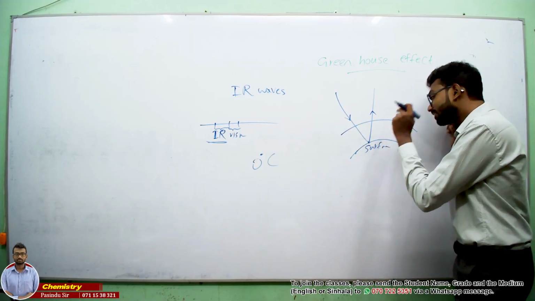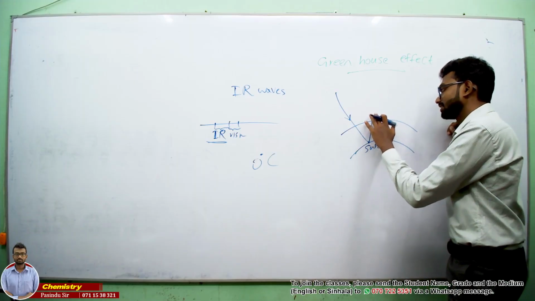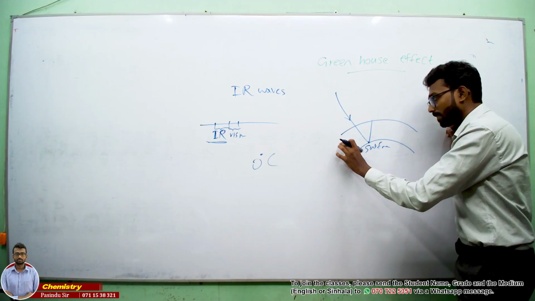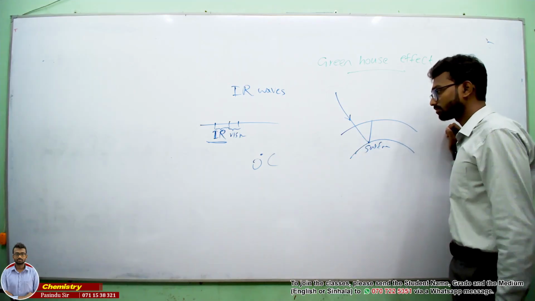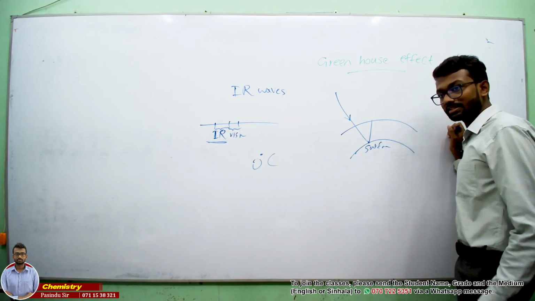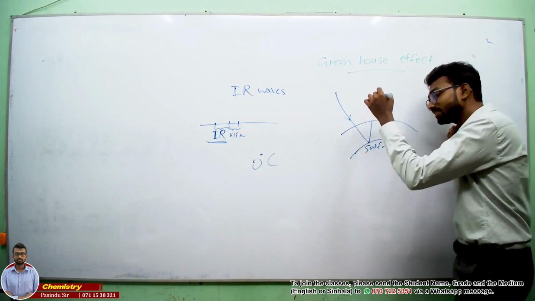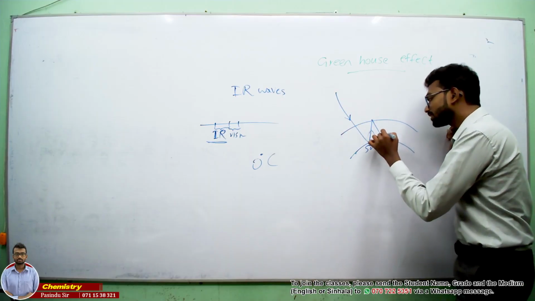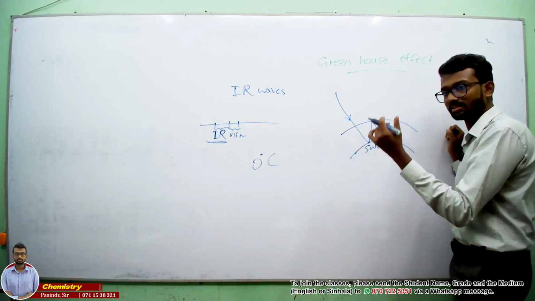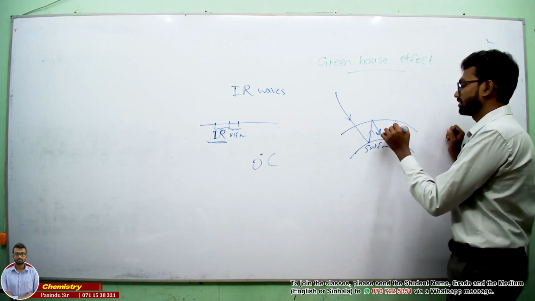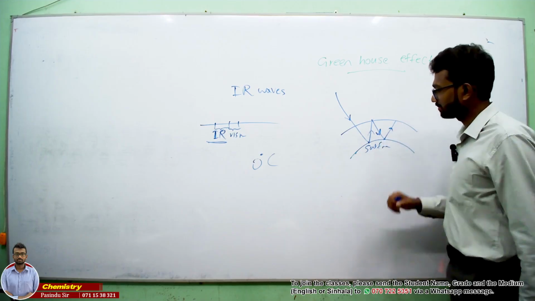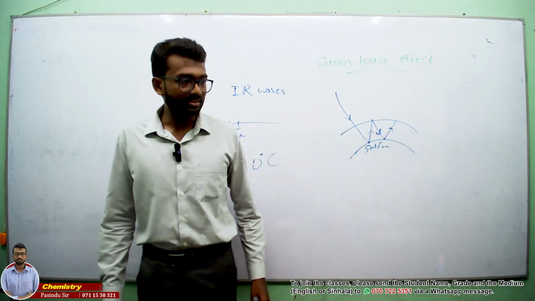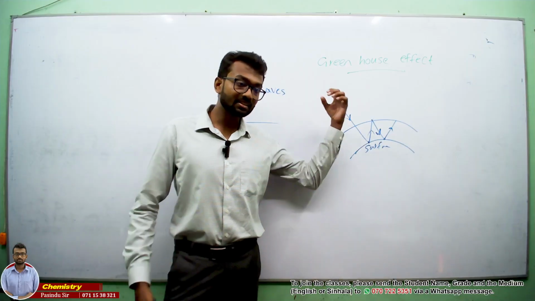These reflected rays: there are some gases in our atmosphere that send these reflected IR rays back to the earth, right? That reflect the IR rays back to the earth. Then something like that happens, right? Clear? There are some gases that send that IR back.